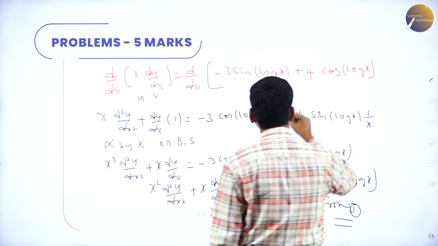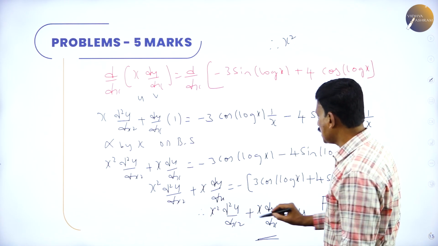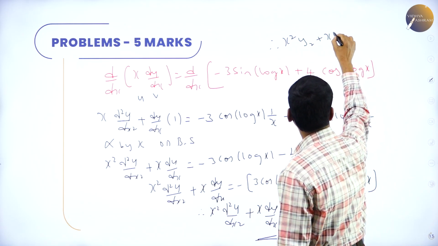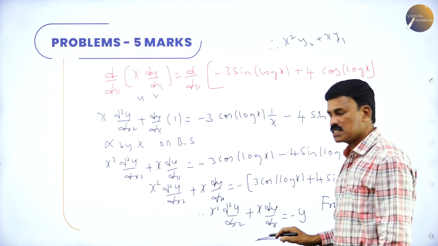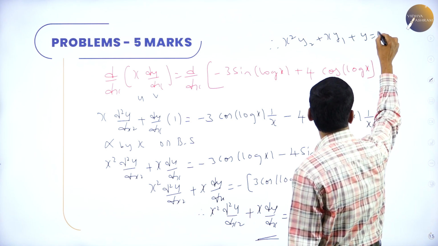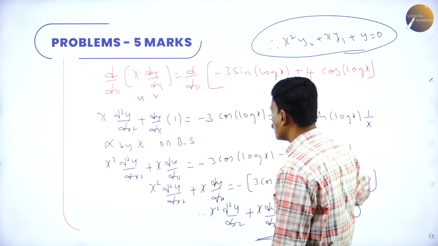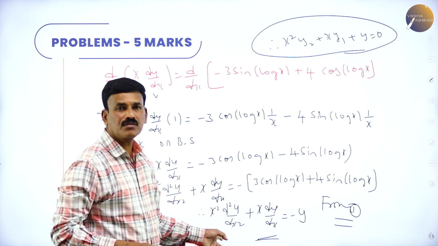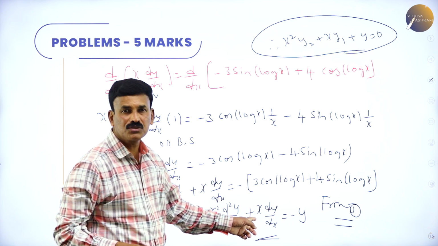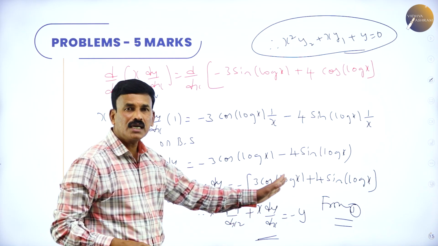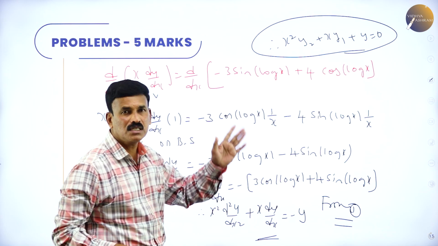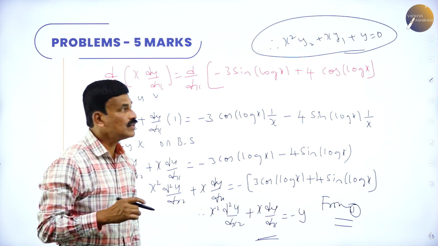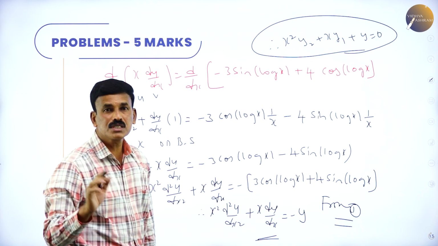So therefore x² into d²y/dx², this can be written as y2, plus x y1, dy/dx is y1, and minus y can also be written as plus y is equal to 0. See here, x² into d²y/dx² is y2 plus x into dy/dx is y1, and transfer minus y to the left hand side, minus y becomes plus y is equal to 0. x² y2 plus x y1 plus y is equal to 0 is the required answer.